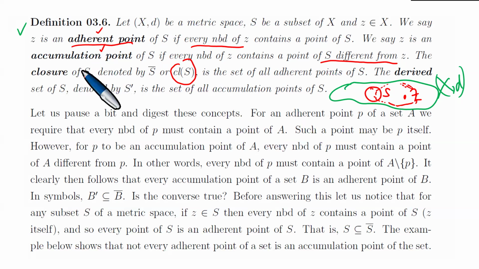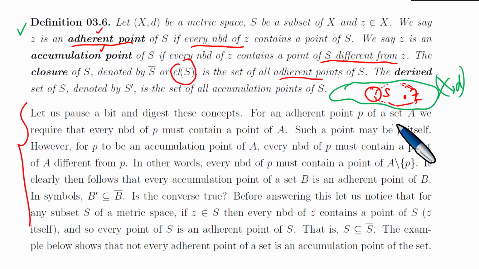And here, it has to be a point different from Z in the case of what we call the accumulation points. So the closure has been defined as the set of all adherent points. Those that adhere very close to the boundary form what you call an adherent point. And the derived set of S, denoted by S primed, is the set of all the accumulation points of S. We call it the derived set, S primed. Let's go through this little paragraph here quickly. So let us pause a bit and digest these concepts.